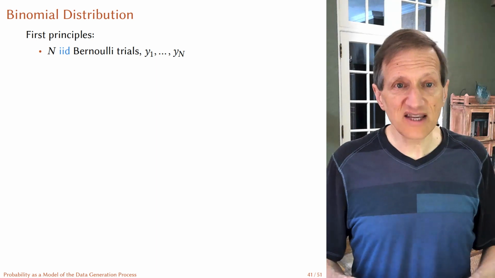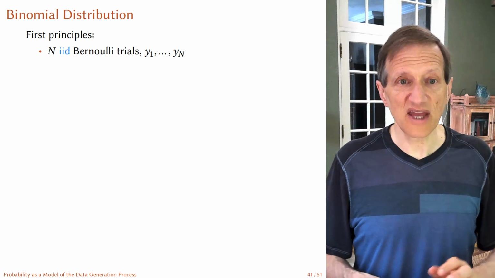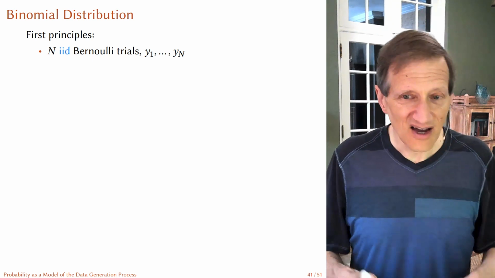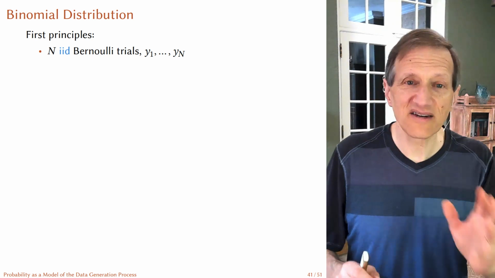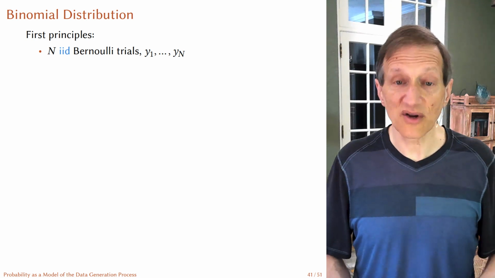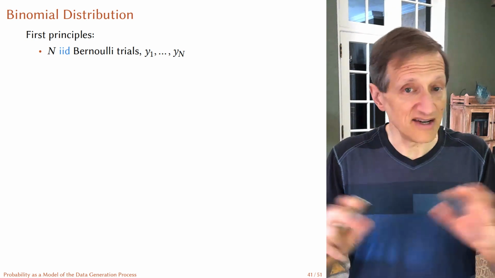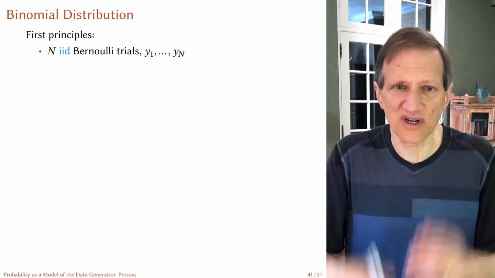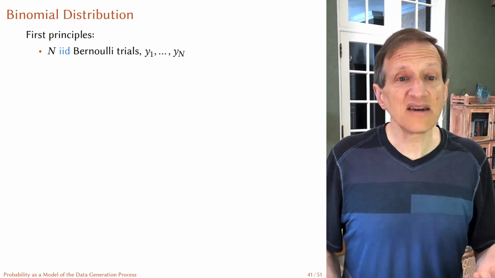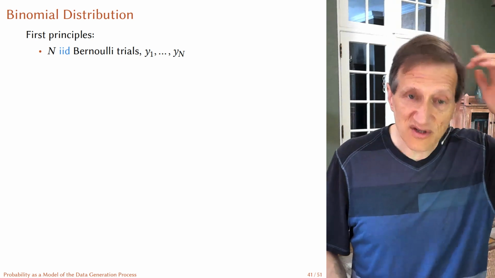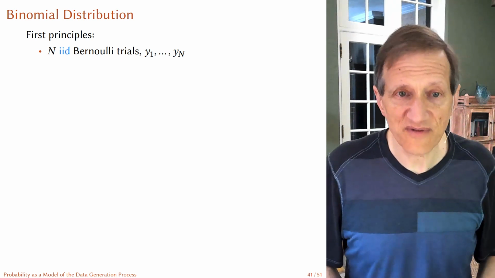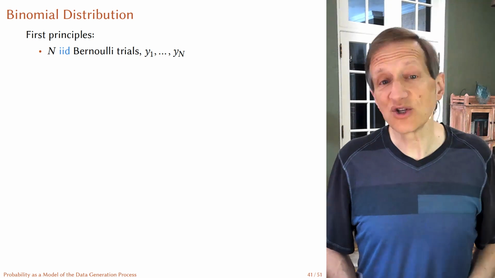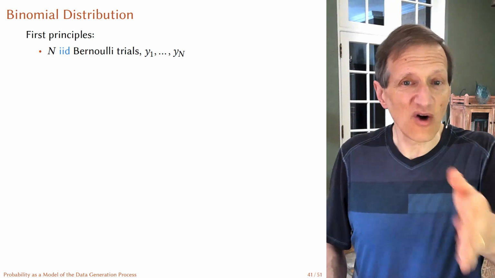So the idea of the binomial distribution is we're going to have N IID, which is lingo for independent and identically distributed. So they're independent, which means they're unrelated, and identically distributed, which means they have the same distribution, but in this case Bernoulli. There's N, capital N, not the number of observations, which I've been using little n for. N IID Bernoulli trials, so we're going to write that down as Y1 through Yn.